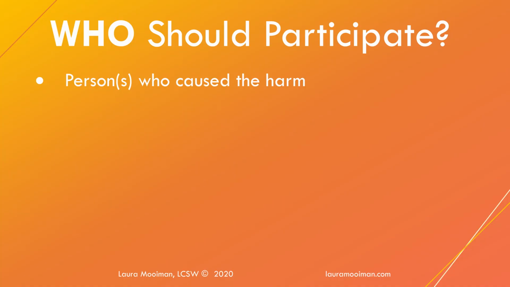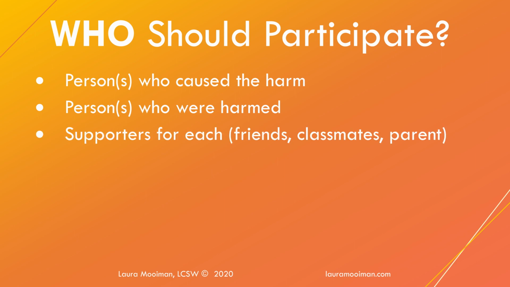So, who should be included in a restorative circle? Simply put, in a restorative circle, you're going to bring together the group of people who were impacted. Usually that means including the person or persons who caused the harm, the person or persons who were harmed, and then supporters for each, like friends, classmates, parents.